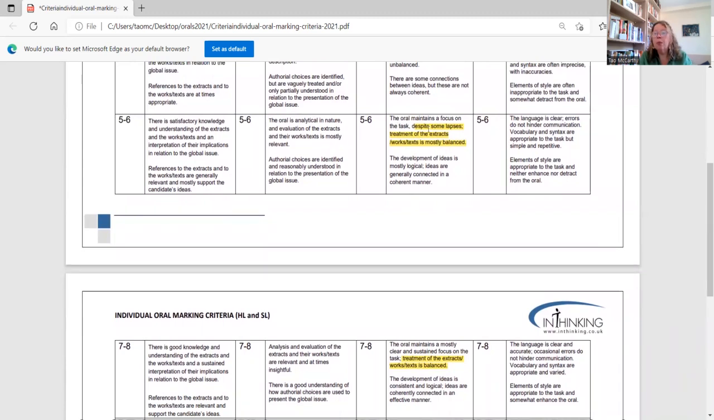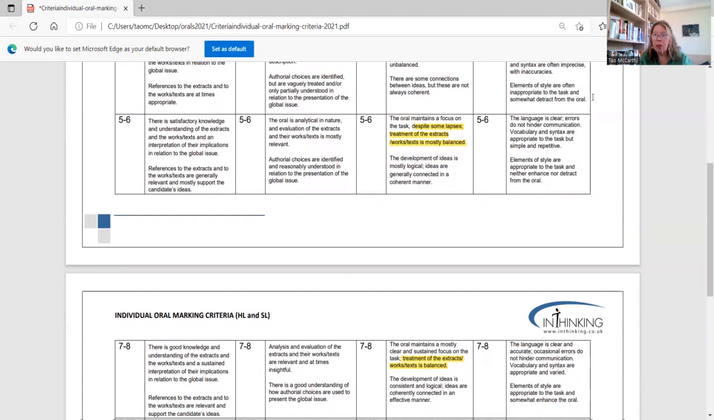We have here, the oral maintains a focus on the task despite some lapses. Treatment of the extracts and works texts are mostly balanced. Development of ideas is mostly logical, generally connected in a coherent manner. What does that mean? That means it needs to make sense. The way that you're speaking, what you're speaking about needs to make sense. But what do we mean by balance?